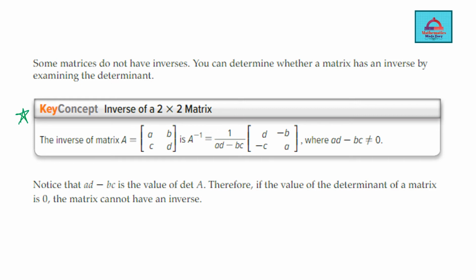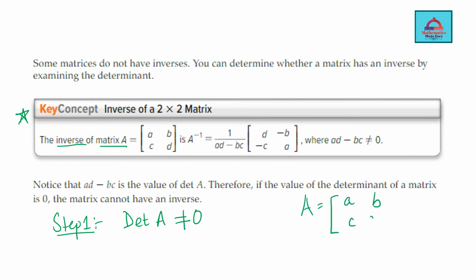This is a key concept, very important. The rule is like a shortcut that works. In order to find the inverse of a matrix, step 1 that you do is to find its determinant. The determinant of A should be non-zero in order for this matrix to have an inverse. So your matrix A is a, b, c, d. Let's see what its determinant is.